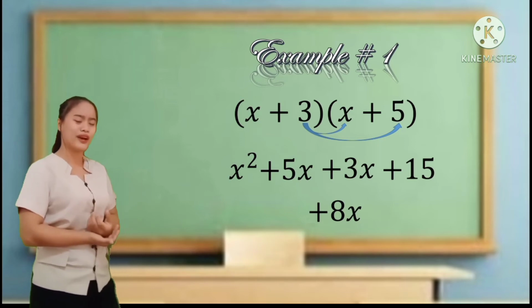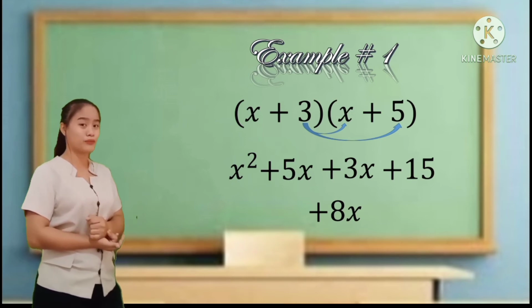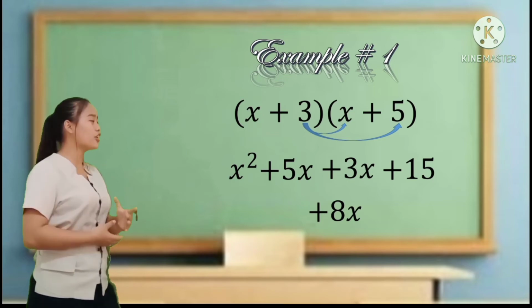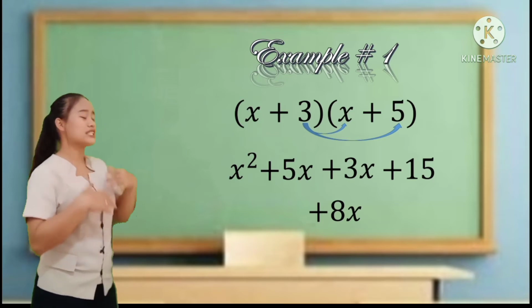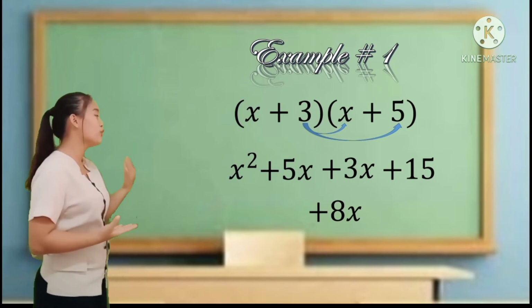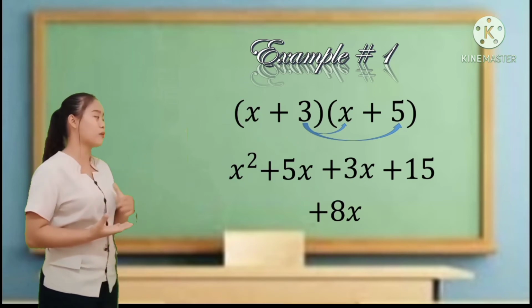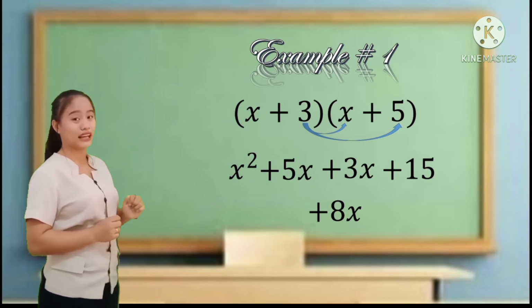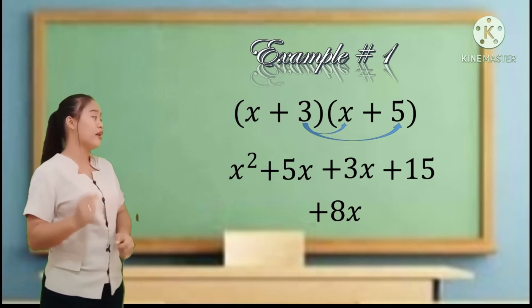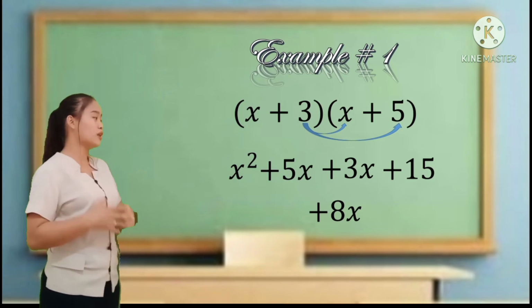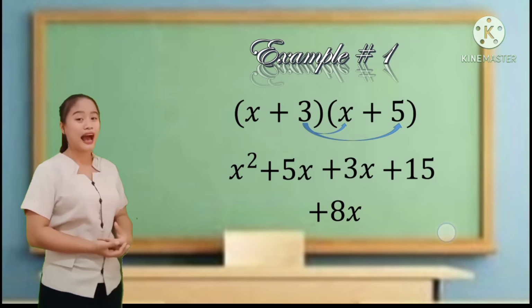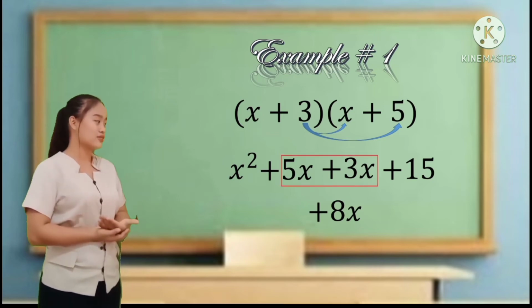Why, Miss Kalura? Why is this not the final answer for our problem? Ma'am, there are still like terms, 5x and 3x. Okay, very good, Miss Kalura. If you can still recall how to add polynomials by combining like terms, now we have like terms, as Miss Kalura said, 5x and 3x. What we will do is add 5x to 3x. So we have 8x. Okay?